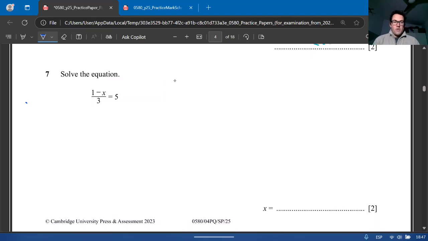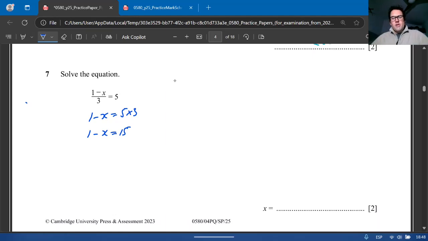Solve the equation. We need to get rid of that 3. This is division here. So how do we get rid of 3? We multiply by 3. Multiply both sides by 3. Multiply everything by 3. Either way, you've learned how to do this. You're going to end up with 1 minus x equals 15.